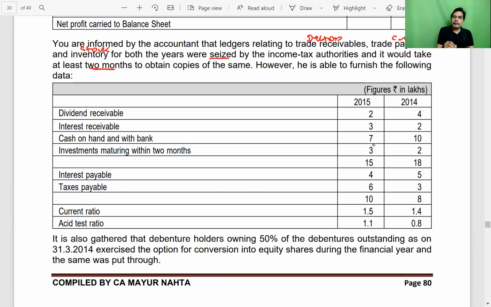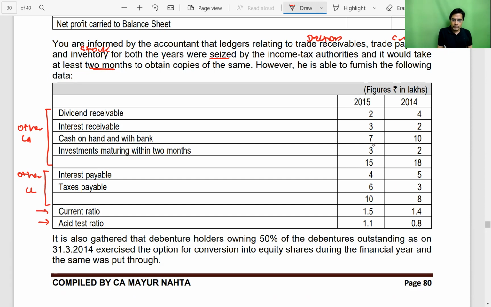we are provided with the details of other current assets, other current liability. So all these are other current assets, other than debtor and inventory. All these are other current liabilities, means other than creditor. Then they have given us the current ratio and acid test ratio.